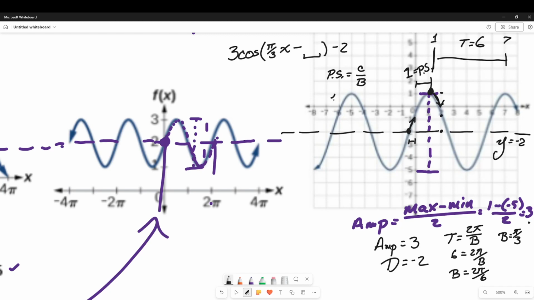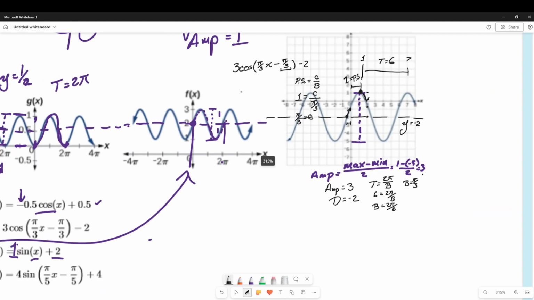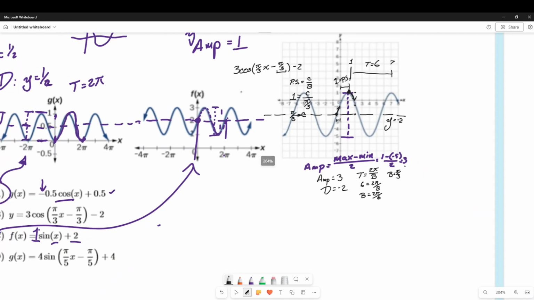So if our phase shift was 1, we want to find that c. We know our b is pi over 3, so multiply both sides by pi over 3, and we'll get pi over 3 equals c. So pi over 3. So hopefully one of the things down here says that, and oh cool, that one does.